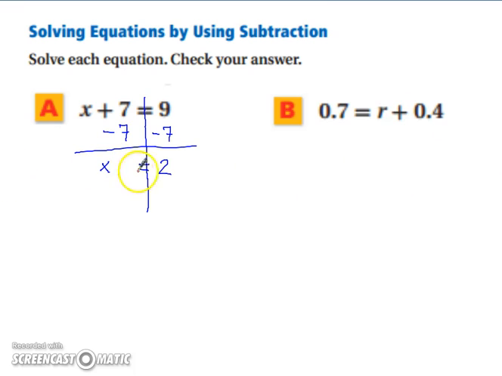Let's double check our work. We're going to substitute 2 in for x. So we have 2 plus 7 equals 9. Well, it does equal 9, so we're good to go. Take a moment and pause the video and try b on your own.